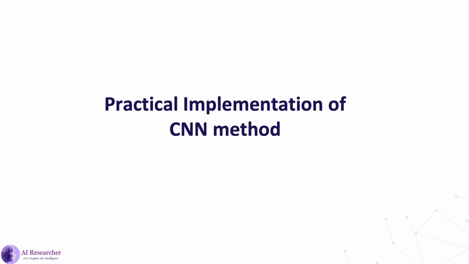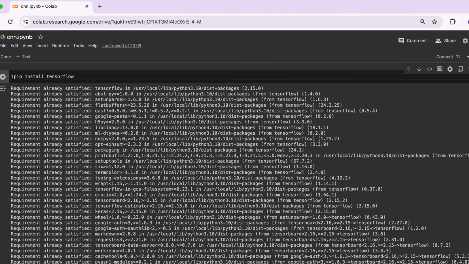Next part is a practical implementation of CNN. I will just go through the code that I already developed in a Colab, and I will explain how we can implement a convolutional neural network. It's a very basic example. So let's move to the Colab notebook. The first thing that we are going to do is install the TensorFlow library. As you can see, I have already installed the library.